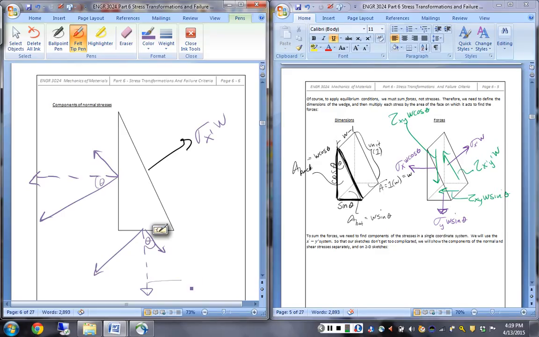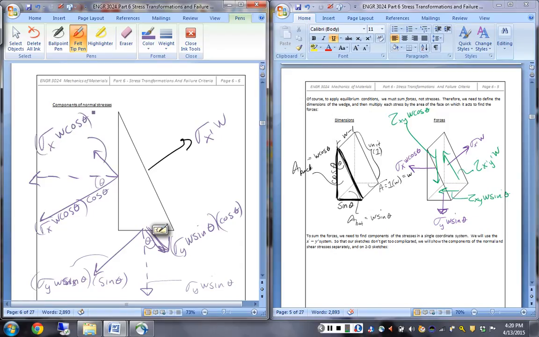What are these magnitudes? This guy is sigma y w sine theta. So what is this component? This component is that magnitude times cos theta. And this component is the resultant magnitude times sine theta. Same thing for this guy, sigma x w cos theta, and it's the adjacent, so another cos theta, and this guy, sigma x w cos theta, and an opposite, so a sine theta. Lots of cosines and sines.